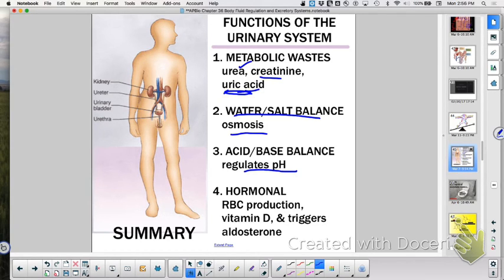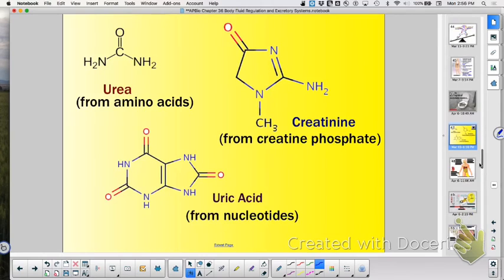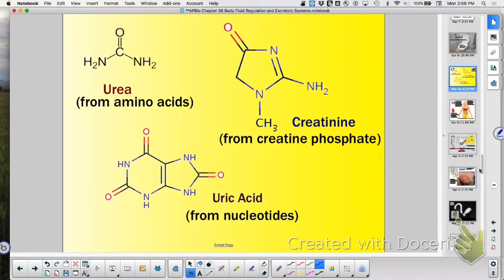And then we talked about hormonal. EPO is what helps with red blood cell production. We talked about vitamin D, which ultimately has to do with calcium. And then we talked about triggering aldosterone, and we trigger it with renin that comes from the kidneys. So here's just a quick snapshot of the nitrogenous waste. Creatinine from creatine phosphate, uric acid comes from nucleotides. Here's a little gout for you.